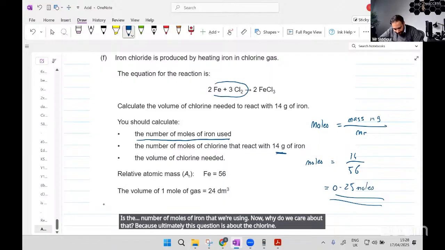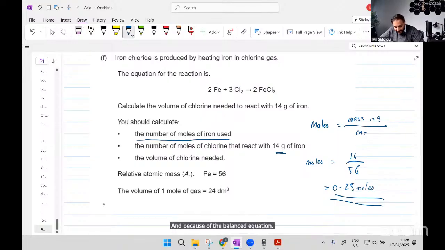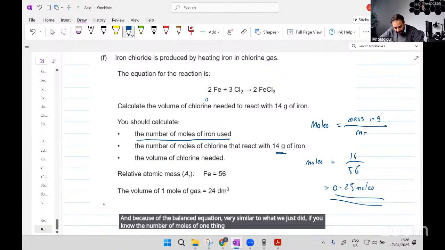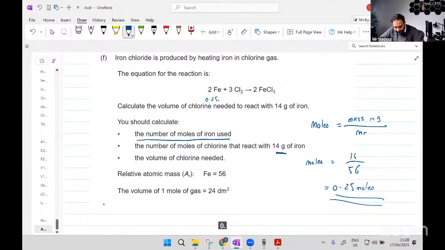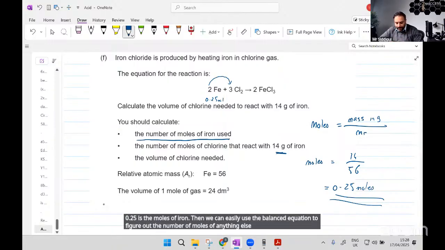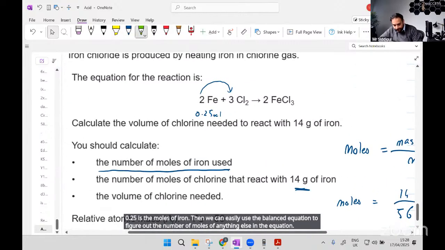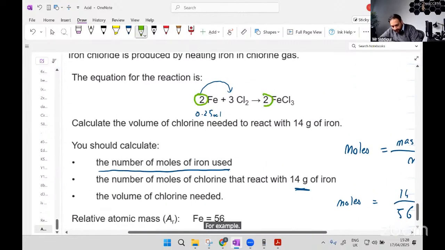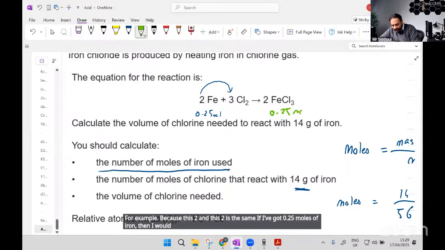And because of the balanced equation, very similar to what we just did, if you know the number of moles of one thing in an equation, which we do now, 0.25 is the moles of iron, then we can easily use the balanced equation to figure out the number of moles of anything else in the equation. For example, because this 2 and this 2 is the same, if I've got 0.25 moles of iron, then I would have 0.25 moles of this iron chloride stuff if the question had asked it. But it hasn't. It asks for chlorine.